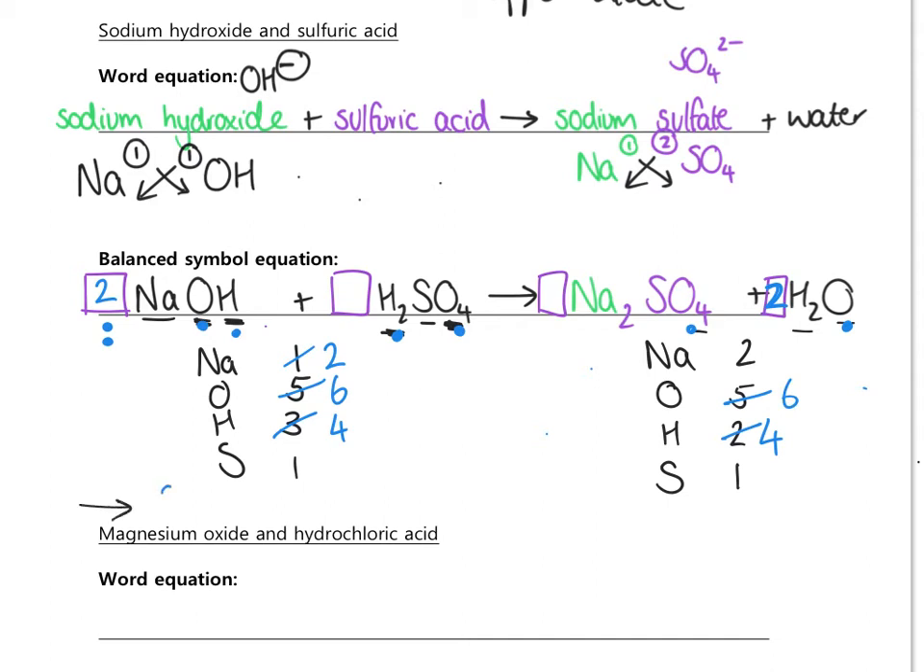So if we were to rewrite that, it would be 2 NaOH plus H2SO4, giving you Na2SO4 plus 2 H2O.